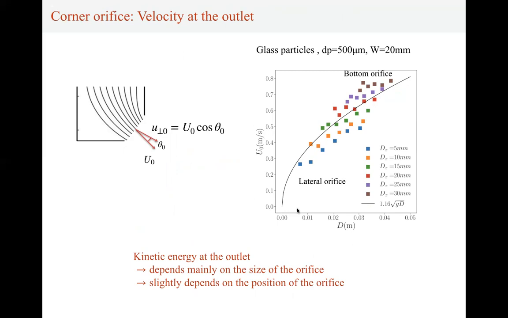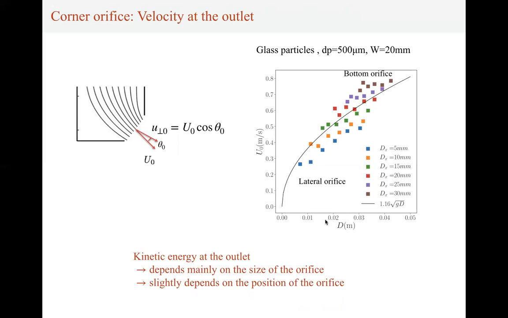If we plot the velocity versus the aperture size, d, we find more or less a square root velocity, but it's not completely satisfactory because we see that, in fact, the lateral orifice goes much more slowly than the bottom orifice. The flow is much slower when you have a lateral orifice than a bottom orifice. And so this is not so bad, but it's not completely satisfactory.